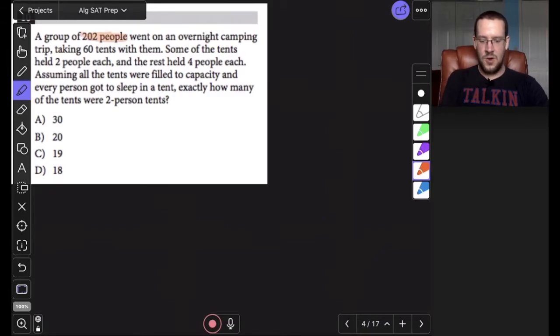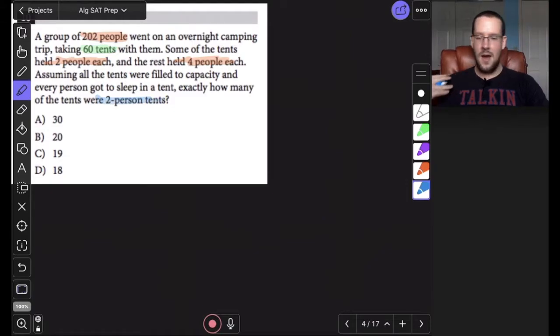Here we have 220 people went on an overnight camping trip, 60 tents. So right away I see we have two different types of units that I'm dealing with here. But then some tents held 2 people each. The rest of them held 4 people each. How exactly many were there 2-person tents?